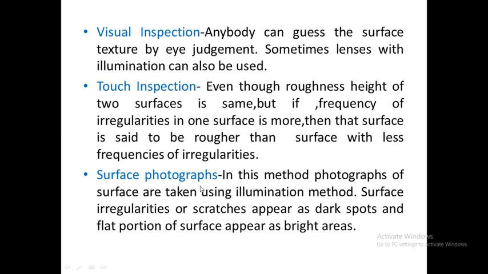Third is the surface photographs. In this method, photographs of the surface are taken using some illumination method. So by using some illumination method, we take the photograph of the surface whose roughness has to be determined. Surface irregularities or scratches appear as dark spots and flat portions of the surface appear as bright areas. So when photographs are taken, we can easily see that where there are scratches or irregularities, they appear as dark spots, whereas the flat portion, where irregularities are not present, appears as brighter areas.